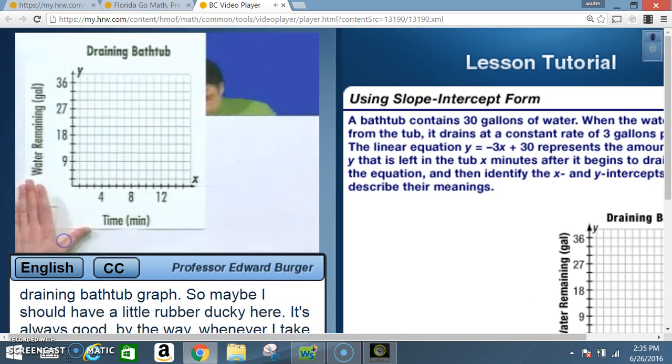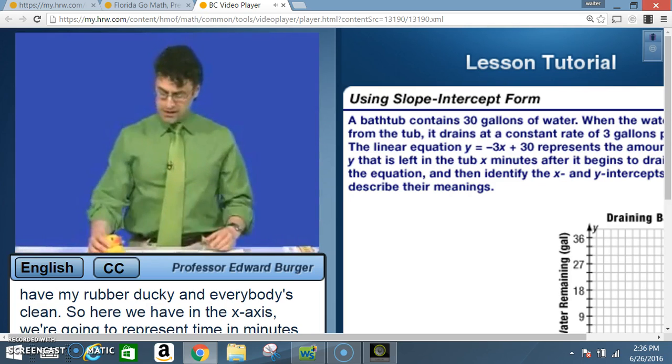So maybe I should have a little rubber ducky here. It's always good. By the way, whenever I take a bath, I do like to have my rubber ducky, and everybody's clean.